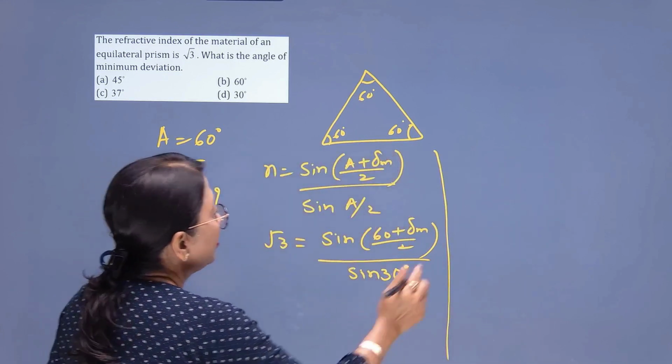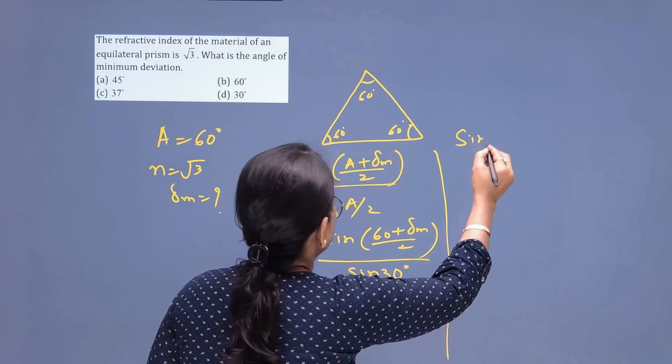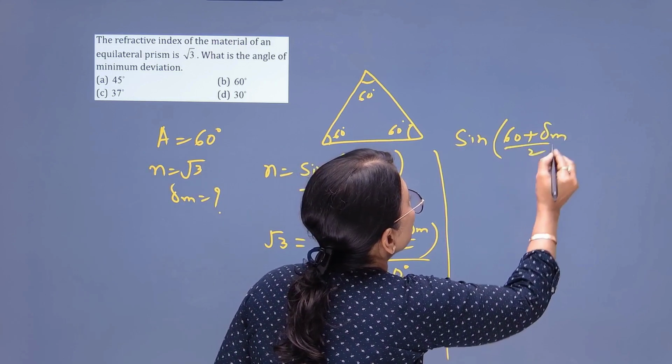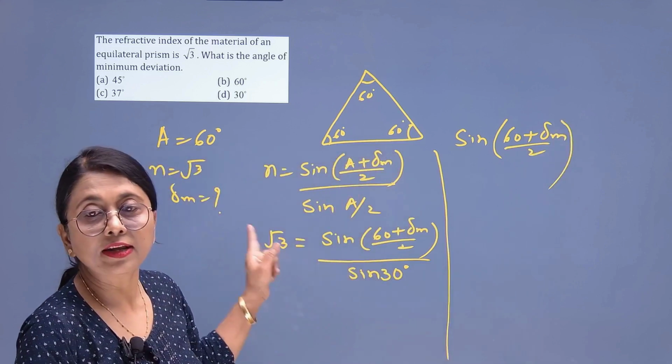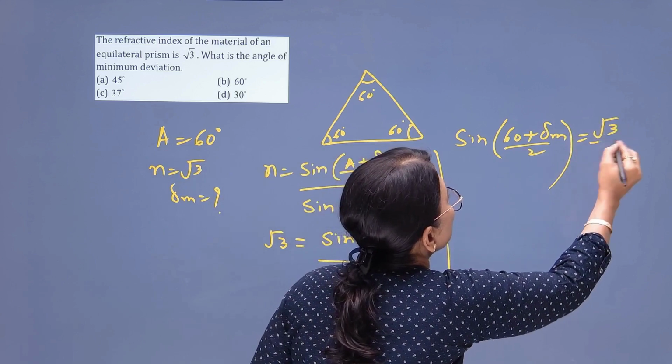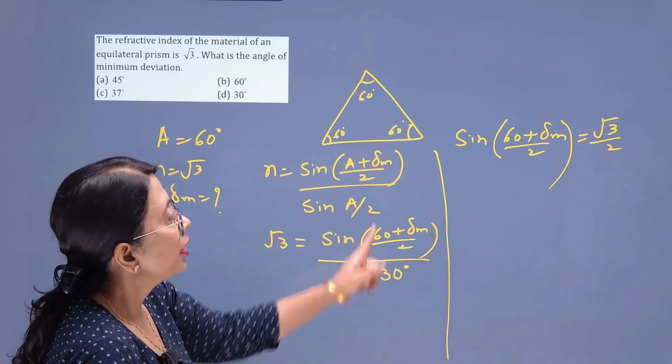We can write it again. This will be your sin 60 plus del m by 2. And this is how much? Sin 30 will cross multiply. So this will become root 3 by 2. This is root 3 by 2. Now we get the answer.